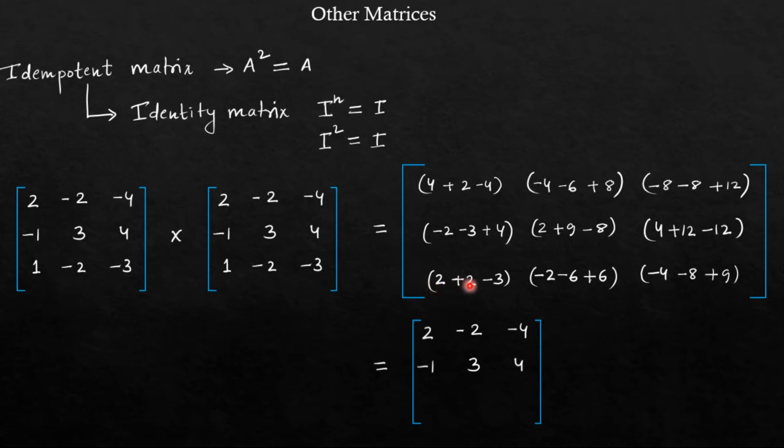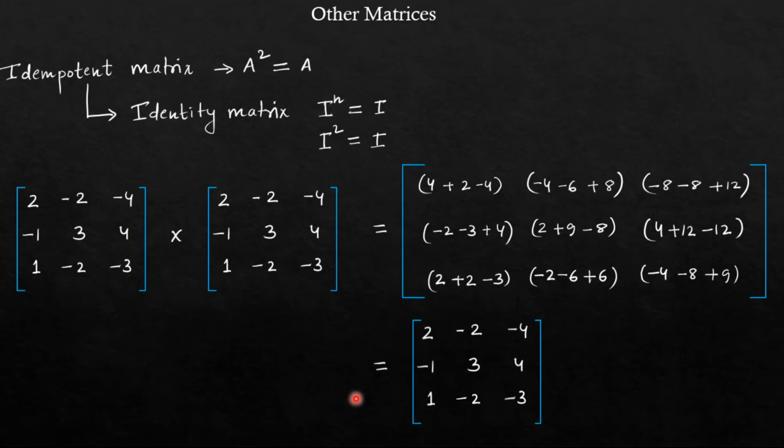Now 2 plus 2 minus 3: 4 minus 3, 1. -2 -6 plus 6, this will get cancelled, you will get -2. -4 -8 plus 9: 9 minus 8 is 1, 1 minus 4 is -3. Now if you compare, you are getting the original matrix. So this matrix is an idempotent matrix.